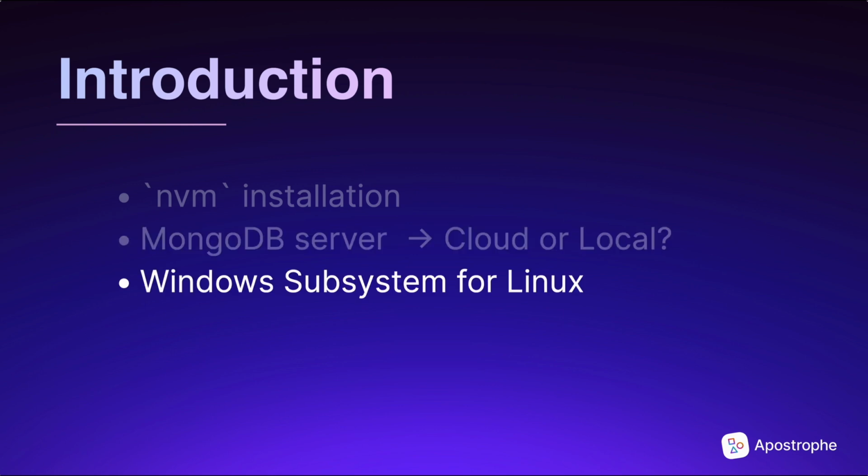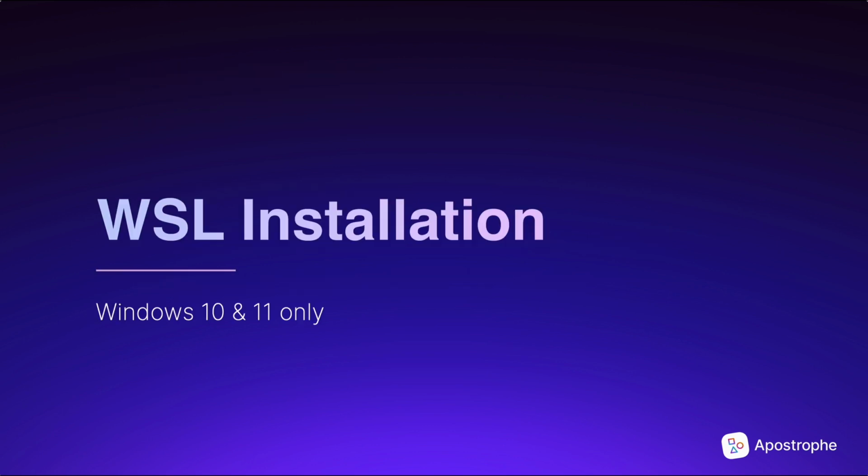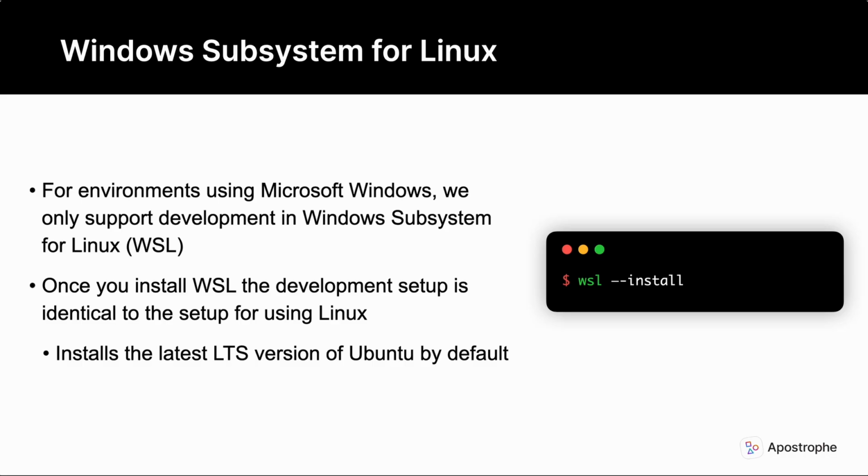For development with Windows 10 or 11, we only support the use of Windows Subsystem for Linux. Currently supported versions of these two operating systems both support easy installation of WSL2 with Ubuntu 22.04 LTS. To start installation, open the Windows PowerShell as an admin and run WSL install.